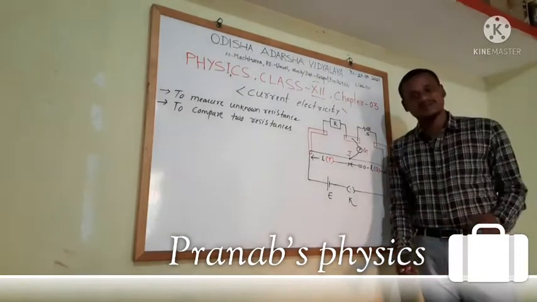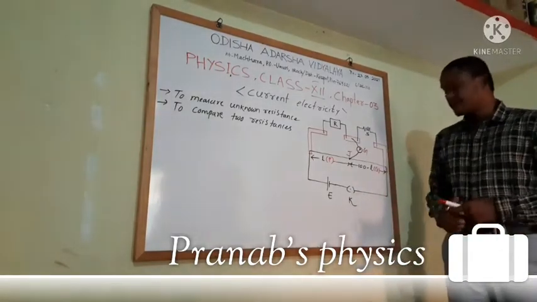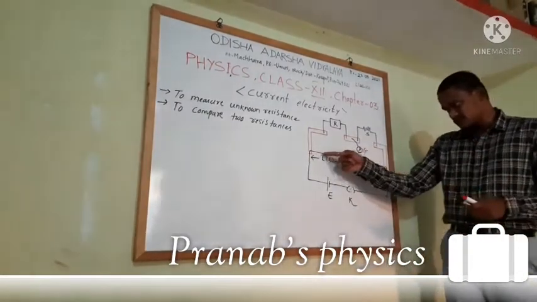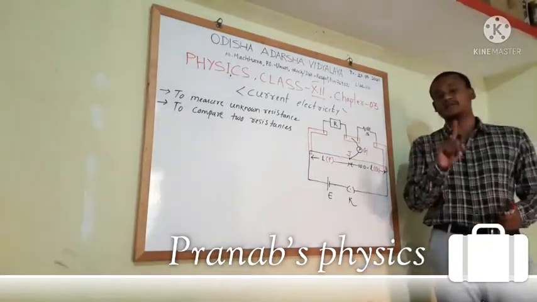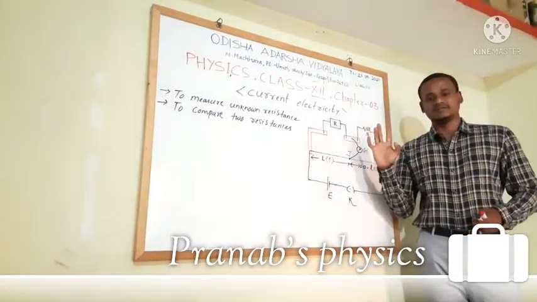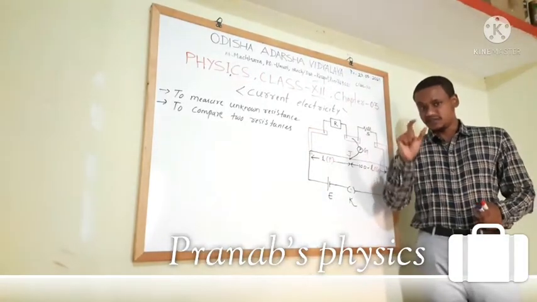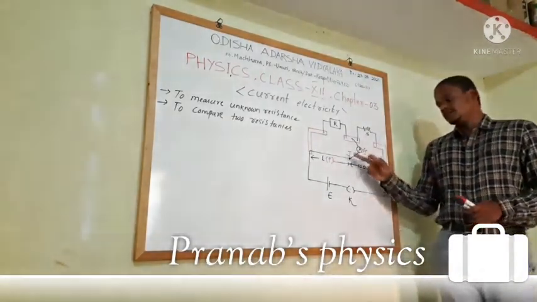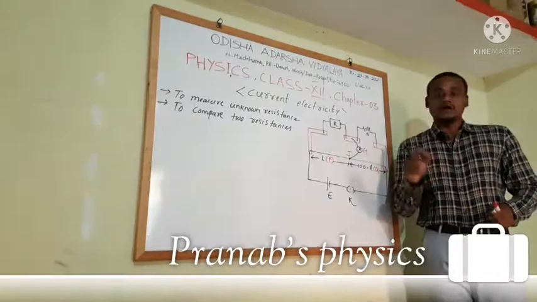Dear students, this is a meter bridge. Why is it called a meter bridge? Because it consists of a wire of 1 meter. This wire is made up of constantan or manganese. Remember these names, constantan and manganese. It will be helpful at your practical viva also.